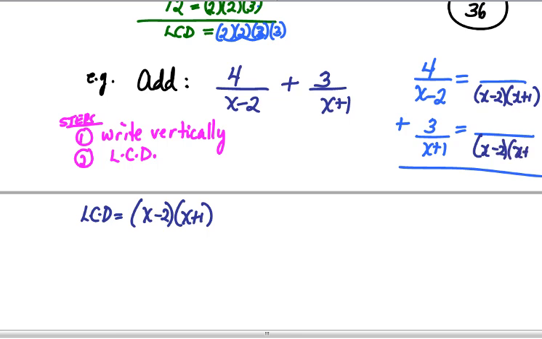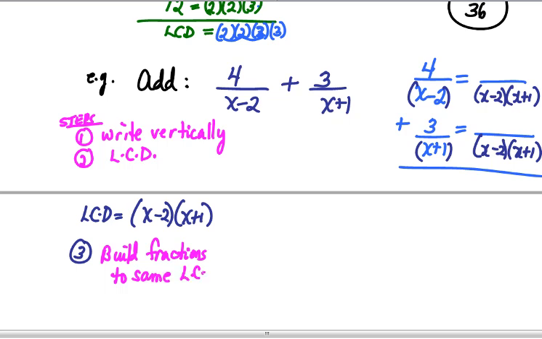And one of the things that I like to do, I'm putting the LCD here, is any quantity in the denominator that cannot be factored, I like to put in parentheses. Now our next step, we're going to build the fractions to the same denominator, to the same LCD. The first one, we see here that x minus 2, we need quantity x plus 1. So we're going to multiply top and bottom by quantity x plus 1.